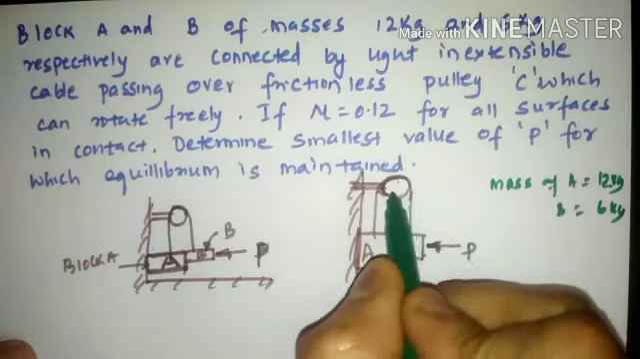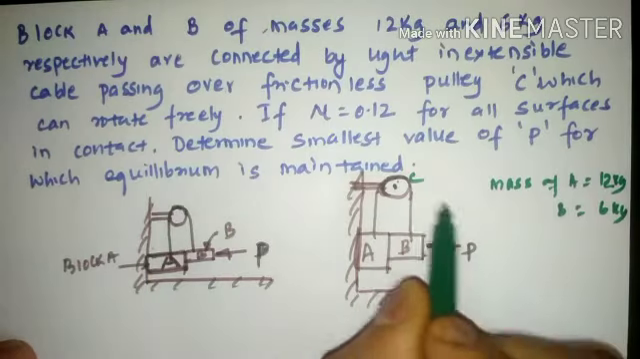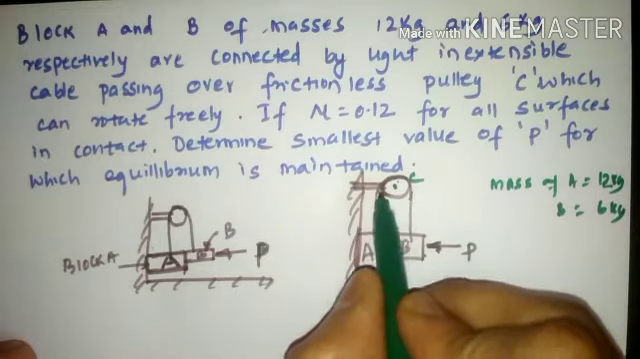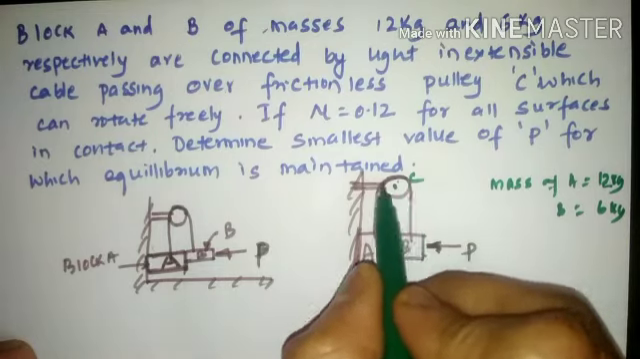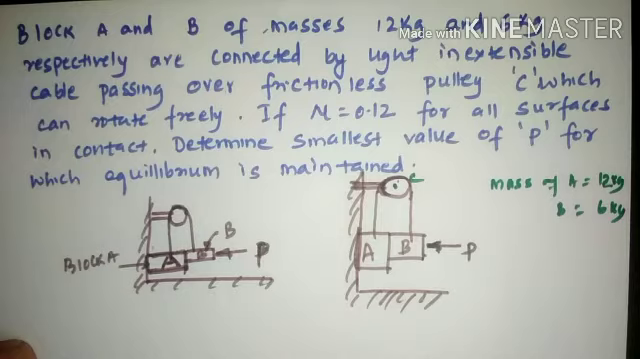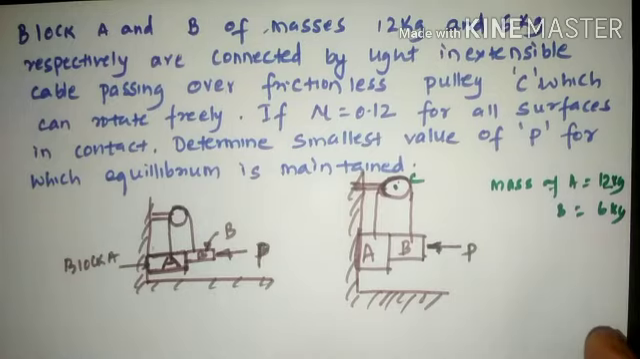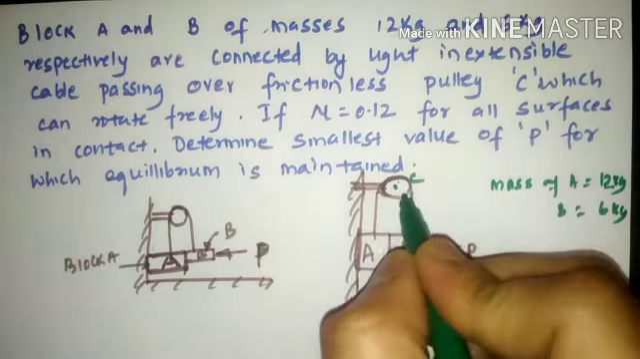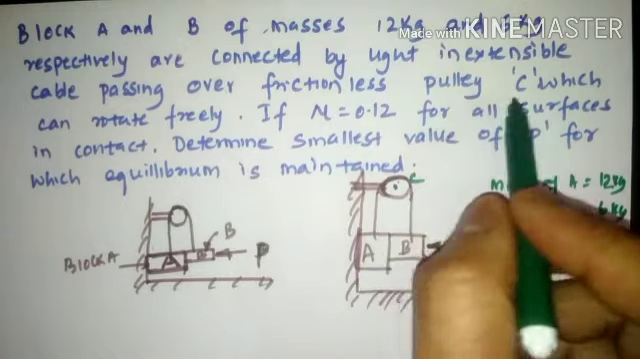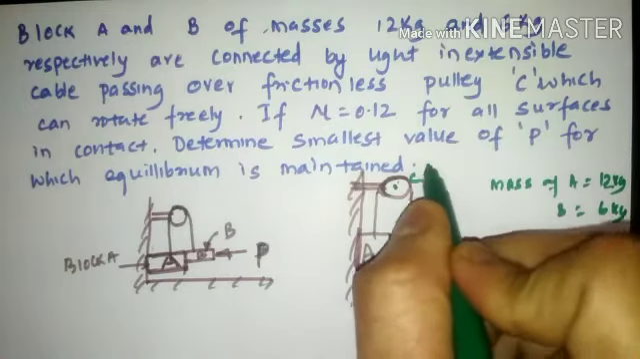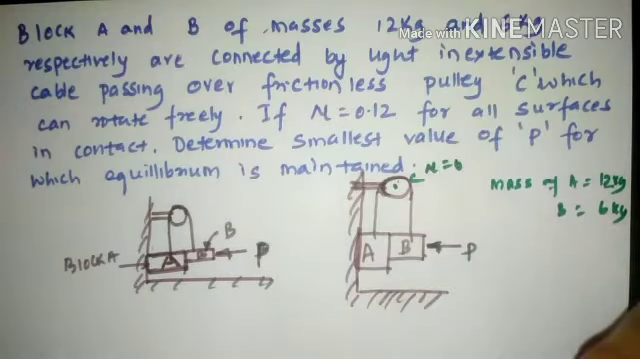That is the frictionless pulley, which has been named C, and which can rotate freely either in the clockwise or anti-clockwise direction depending upon which side the weight will be more. So this particular pulley connection C is mentioned as a frictionless pulley, that is, the coefficient of friction mu at the pulley junction will be 0.